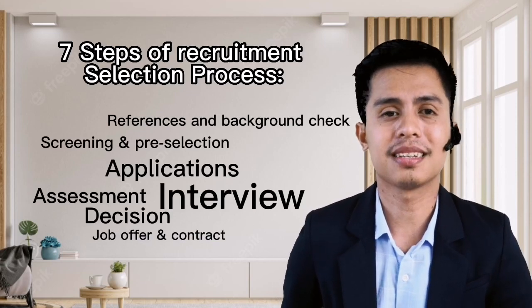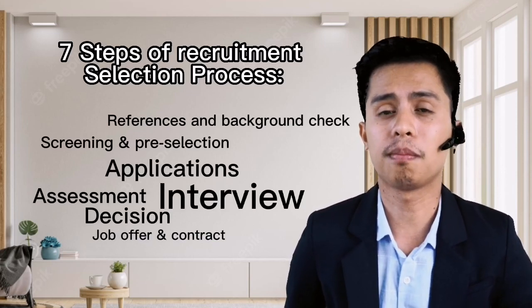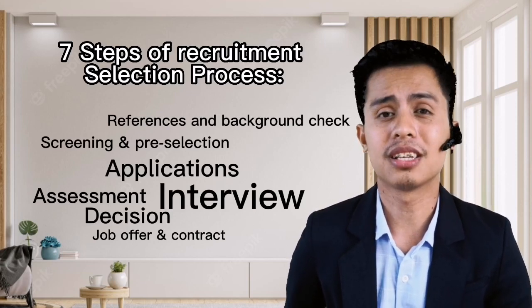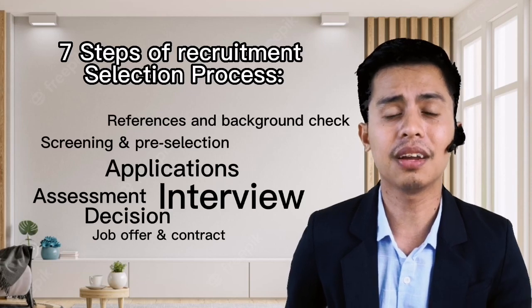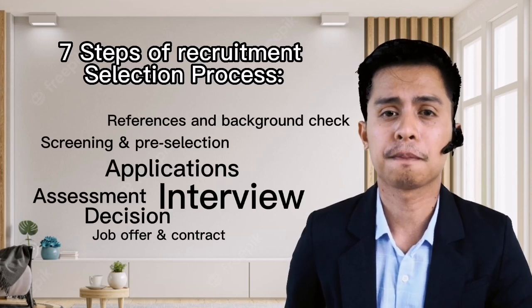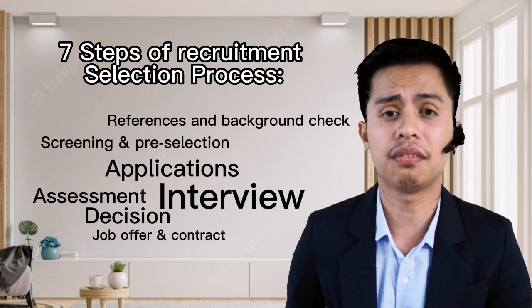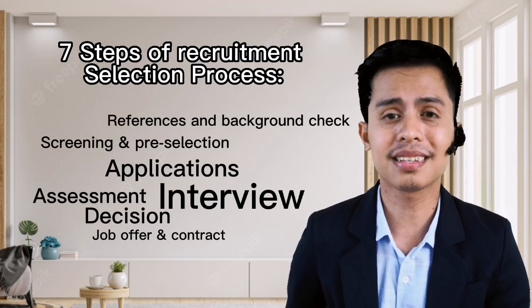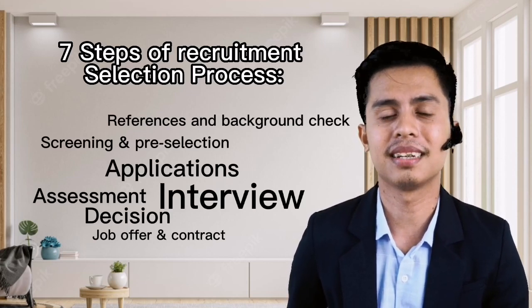Okay, so number 7, job offer and contract. This is the most exciting part when you are applying for a job, to receive a job offer. The offer is made to the candidate. If they accept the offer, you draw up a contract and have both parties sign it. Only when the employment contract is signed by all the parties is the selection process complete.